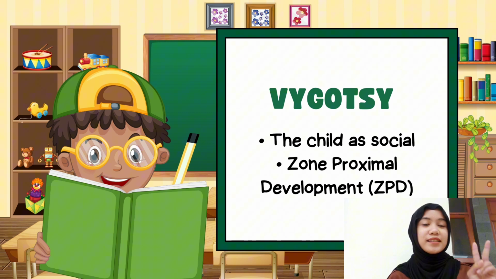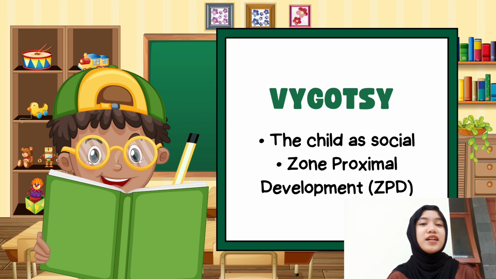So the second theory comes from Vygotsky, and in Vygotsky's theory, he said the child is social. Vygotsky believed that children learn best through interacting with others, like parents, siblings, or others. And there is the zone of proximal development, or ZPD. This refers to the sweet spot in learning where a task is challenging but achievable with help from someone more knowledgeable. The ZPD helps kids develop new skills and gradually become more independent learners.